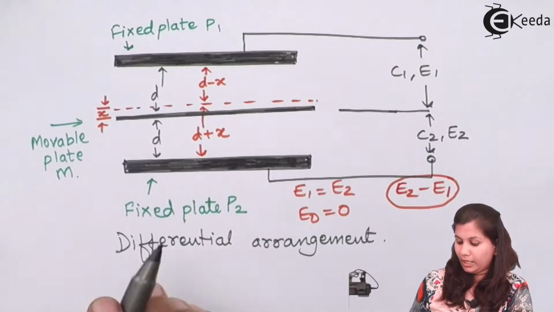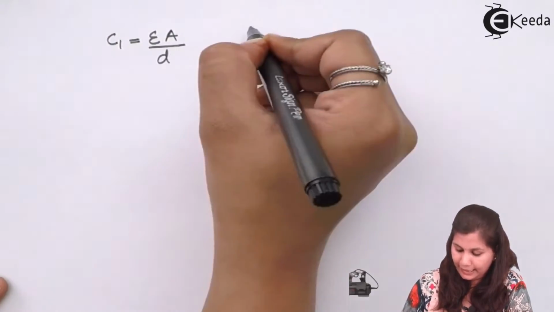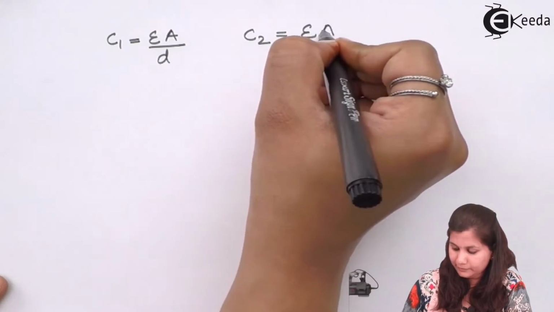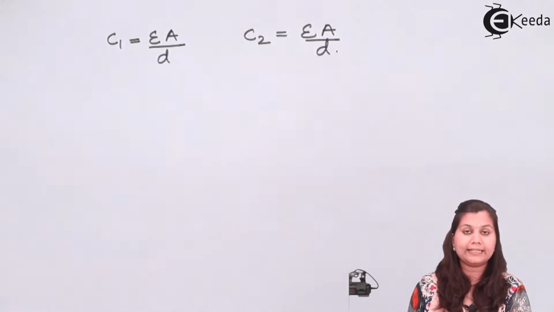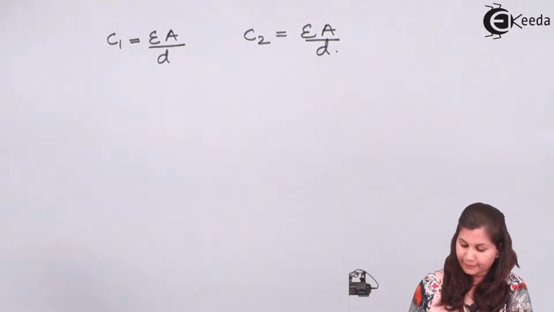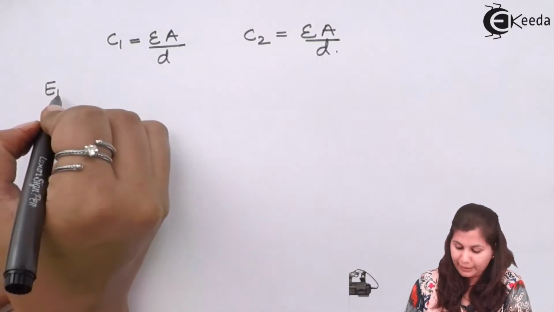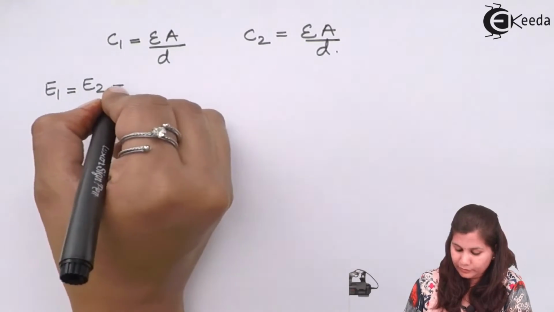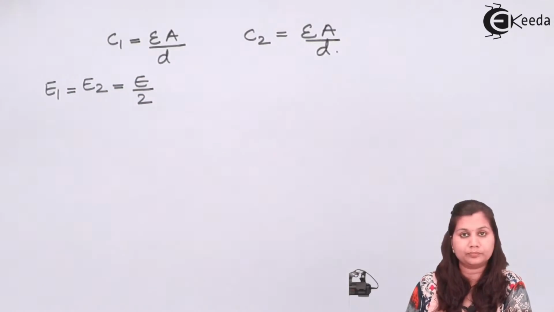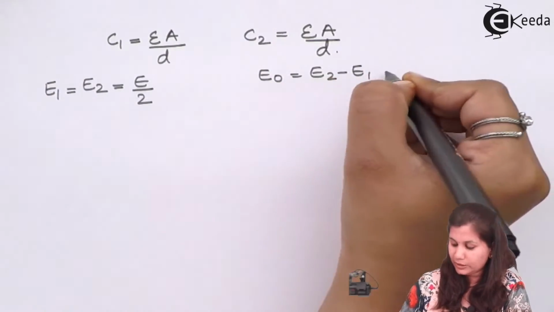Now the value of C1 will be epsilon A by d, and C2 is also epsilon A by d, because the movable plate is exactly in the middle between the two fixed plates. Now the output voltage from the first capacitor E1 will be equal to E2, and it will be E by 2. So the output voltage, which is the difference between E2 and E1, will be 0.